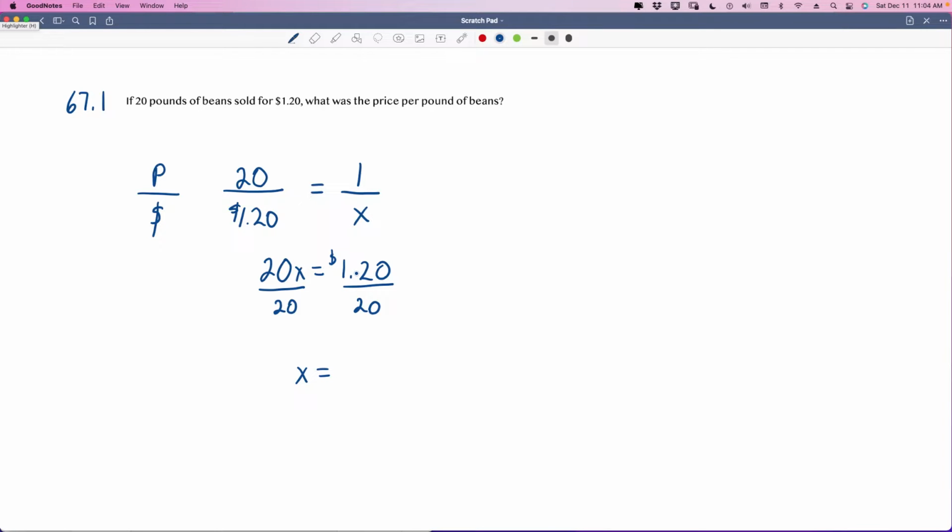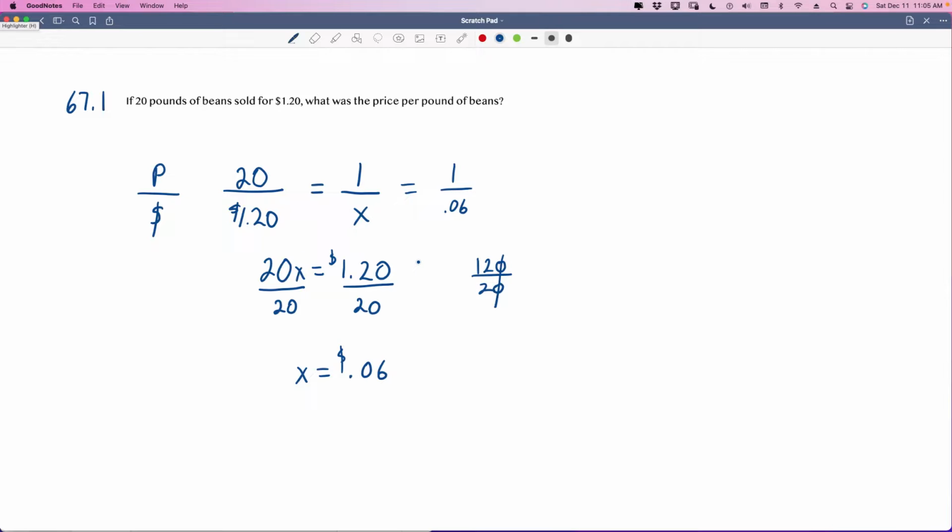the way that you can handle this, do it in your head, is you can get rid of the decimal point temporarily. You could say 120 divided by 20. We reduce it by 10. 12 divided by 2 is 6. Now we put that back into a decimal form, and that becomes 0.06. Okay, so 6 cents per 1 pound. You would rewrite it and say that 1 pound is 6 cents.